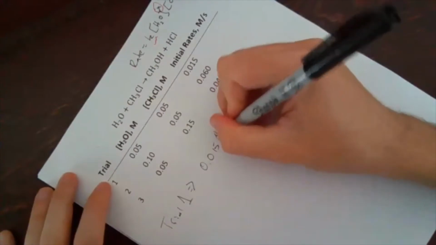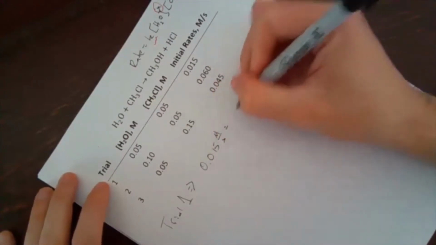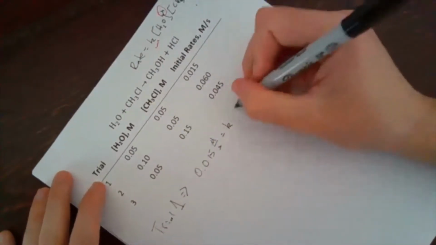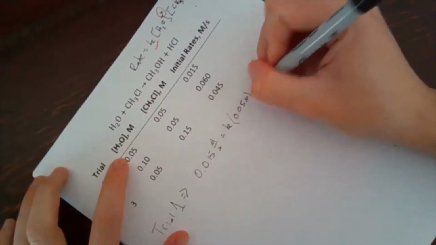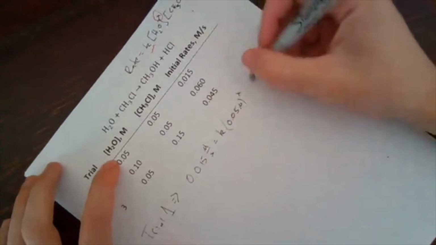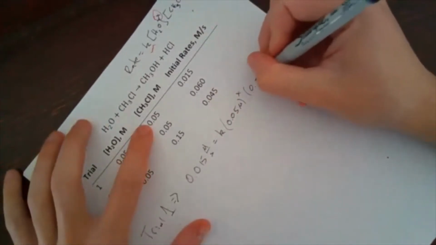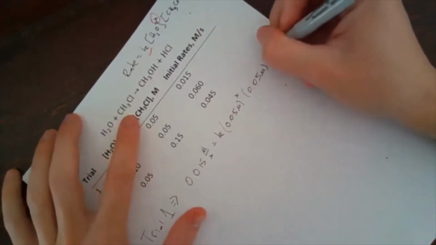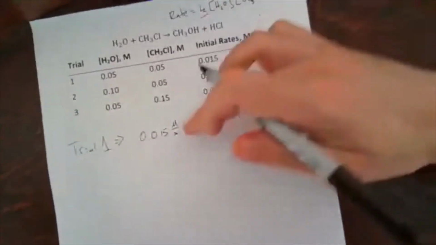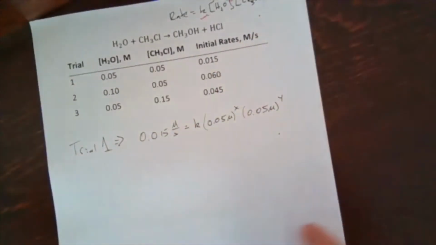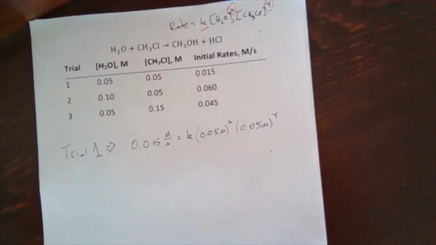I know that my rate was 0.015 molar per second, and that's equal to some K that I don't know, times the concentration of water, 0.05 molar, raised to some power X, which I don't know, times 0.05 molar concentration of this raised to some power Y. So I don't know what K, X, and Y are, but importantly, because of how I did the experiment, I know all of the other numbers.